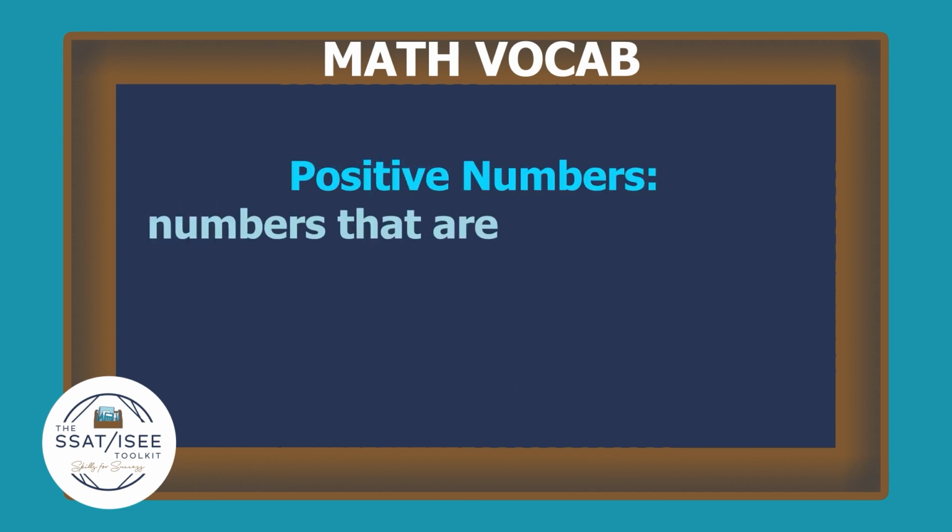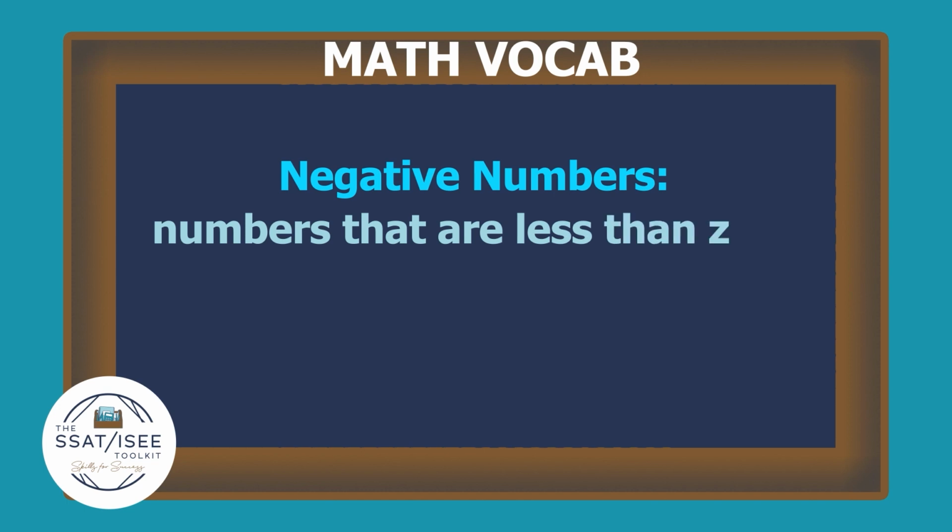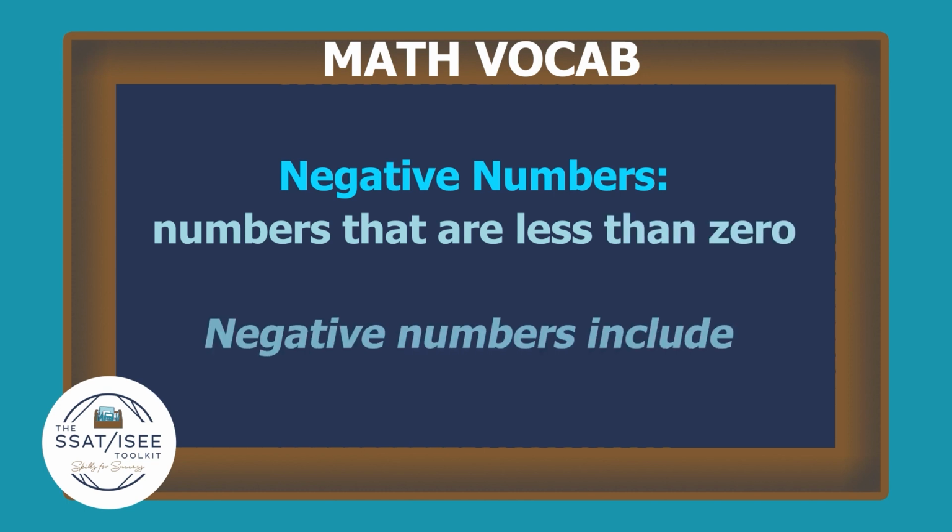Positive numbers are numbers that are greater than 0. Examples of positive numbers are 1, 2, and 3. Negative numbers are numbers that are less than 0. Negative numbers include -1, -2, and -3.